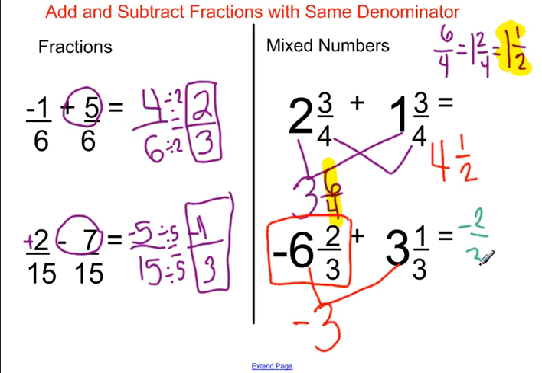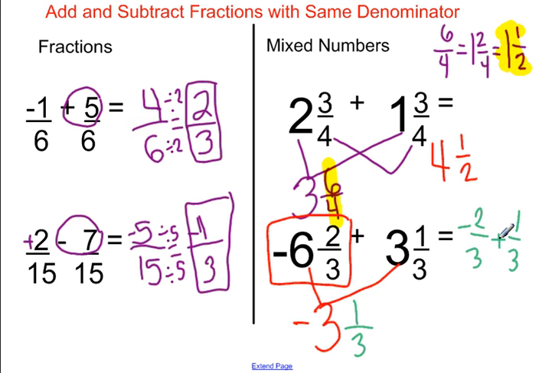-2/3 plus 1/3. Well, I can see that the denominator will be 3, and I've got -2 plus 1. Different signs, so I subtract. 2 take away 1 is 1.